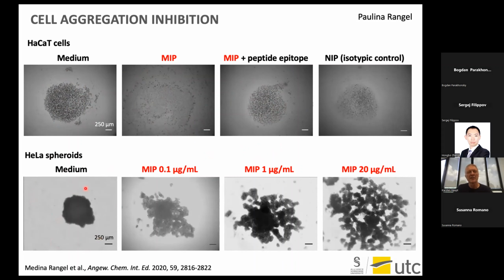And here you have an example. We have used spheroids. Spheroids are small aggregates of cells, mostly used with tumor cells, but also with other cells. And they are considered a very simple model of tumor tissue. So we use tumor cells, HeLa cells, to make these spheroids. And as you can see, if we add even small concentrations of molecularly imprinted polymer, we will completely loosen up the interaction between the cells, and we will loosen up the tumor, which is good for combination with chemotherapy, because the agent will be able to reach the inside of these tumors as well.